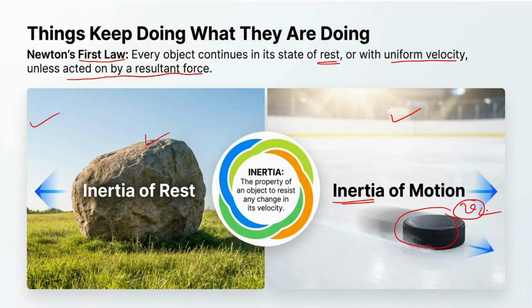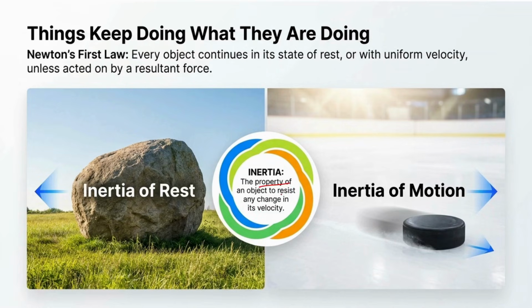So there is an important relationship between inertia and mass. Let us try to understand what inertia is. Inertia is the property of an object to resist any change in its velocity. In this case, the big rock is at rest, so it stays at rest until it comes across some kind of resultant force. In the second case, the striker keeps the same velocity unless it experiences some external force.